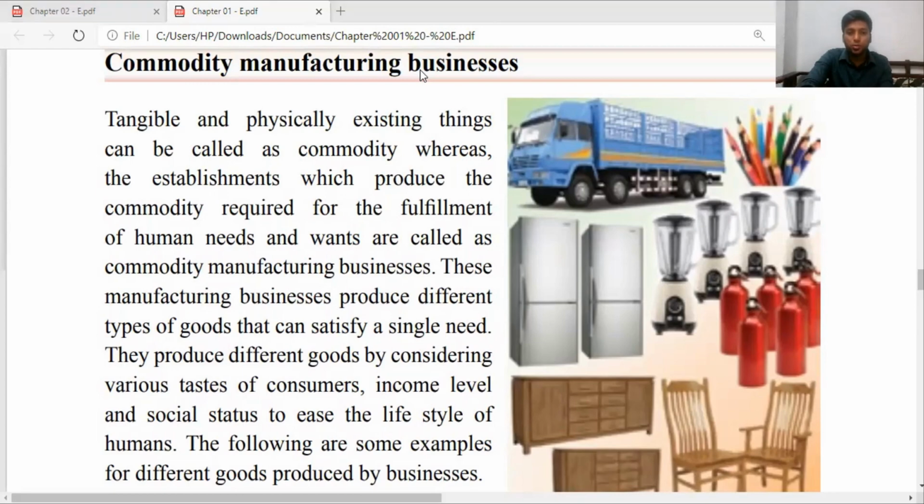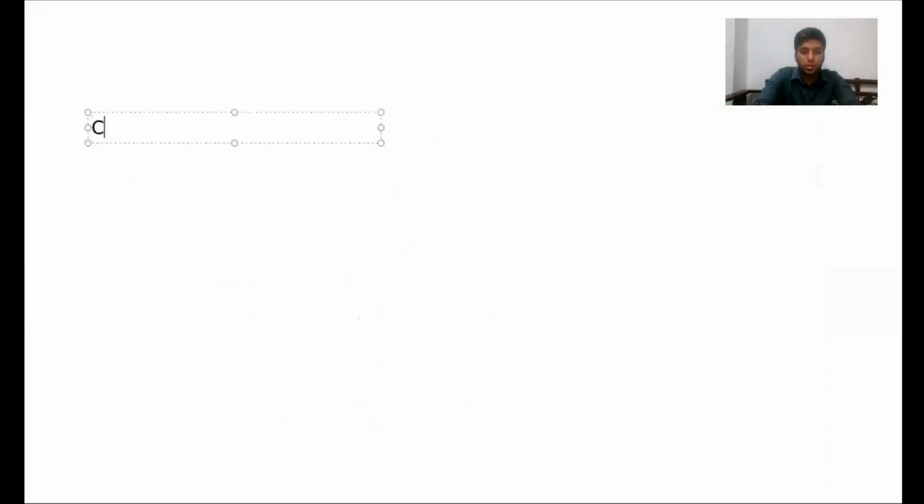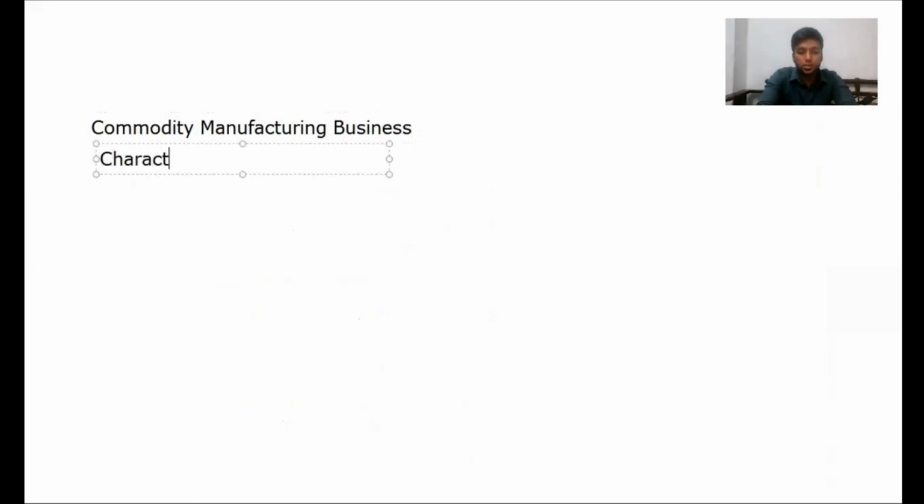I'm moving on to my whiteboard. I want to erase this. I want to write something. So, a commodity manufacturing business. What do you have in a commodity manufacturing business? I'm going to speak about the characteristics of this. And here I'm going to write it as goods. You remember this term, very important. The examiner loves this term, goods.